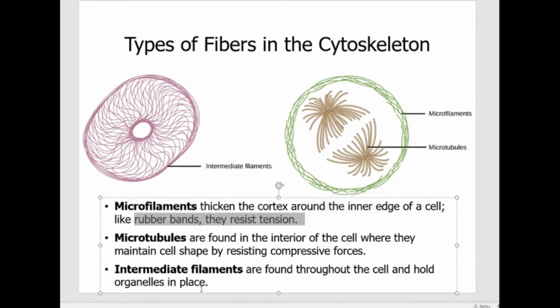Microtubules are found usually inside the cell, and they help maintain the cell shape. They're usually bigger, and they can also resist compressive forces. So that provides a little bit of protection and helps the cell maintain its shape. The intermediate filaments are found throughout the cell. If you remove all the components in the cell, this is what the intermediate filaments look like. They can hold the organelles in place, so they don't just move around like dead leaves in water.